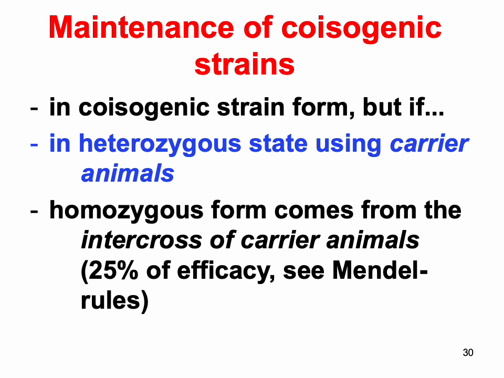The co-isogenic strains can be maintained in co-isogenic strain form, but if the mutation involves a recessive allele which causes infertility or which is lethal for the progeny, we have to maintain it in heterozygous state using carrier animals. Homozygous form comes from the intercross of carrier animals. The efficacy is 25% according to the Mendel rules.